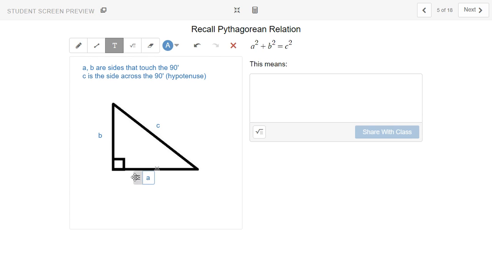Whether we call this A or whether we call this B, they're interchangeable as long as it touches the 90 degrees. Now, what it's saying is that if we take the sum of the squares of the two sides, this will add to the square of the hypotenuse.